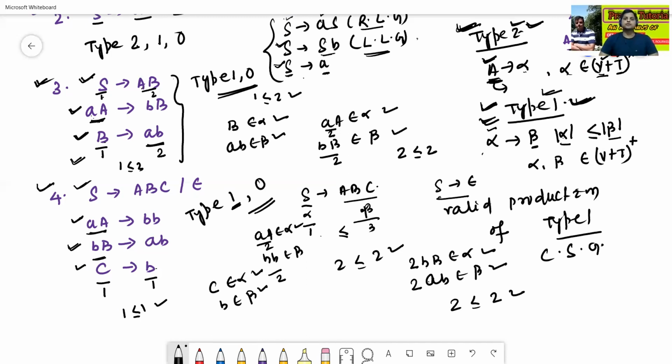So these are the problems related to types of grammar. In the next class, we'll see conversion from finite automata to grammar and grammar to finite automata.